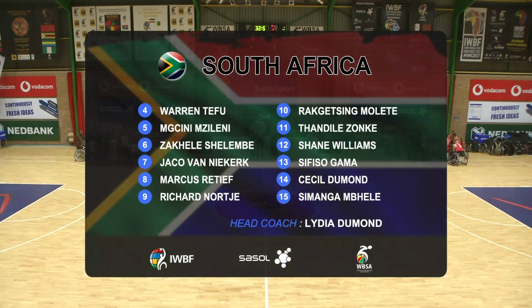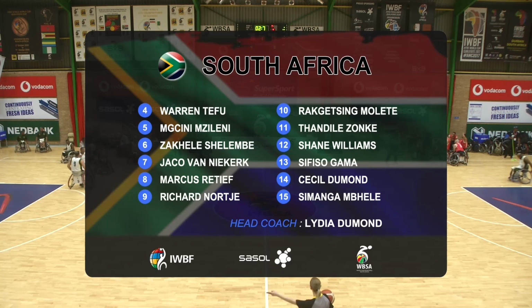The South African lineup, the Sasol Amawila boys. Number 4, Warren Tefu. Number 5, Junior Nzeleni, as he's known. Number 6, Zakele Shalembe. Number 7 is Yaku Fanikirk. Number 8, Marcus Retief. Number 9, veteran Richard Norkier. Number 10, Rakhetsi Moleti. Number 11, Tandile Zonke. Number 12, Shane Williams. Number 13, Sifiso Gama. 14 is Cecil Dumont, the captain. And number 15 is Samanga Mbela. And Lydia Dumont is our head coach.